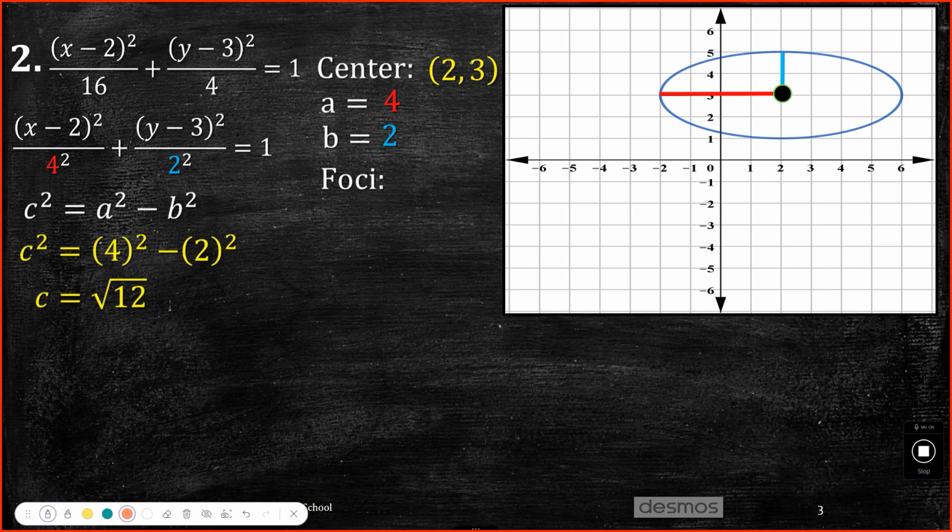Yeah, next time I'm probably going to erase this stuff. We don't need to be doing all this work.